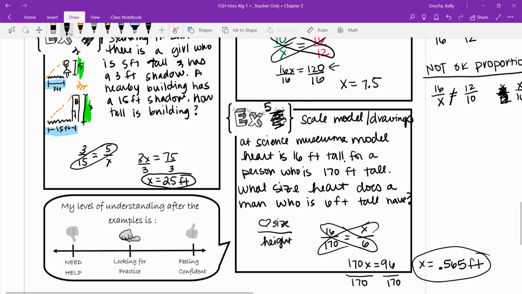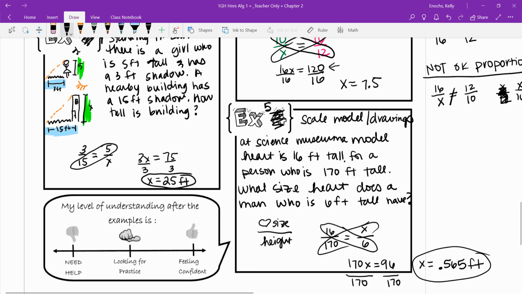Okay, so hopefully you can see that scale models are not that different than your similar figure drawings. You just don't have an actual picture to line up your items with. You're going to want to go ahead and just figure out what parts go together. So in this case, it would be heart size and the height of your item or your person.